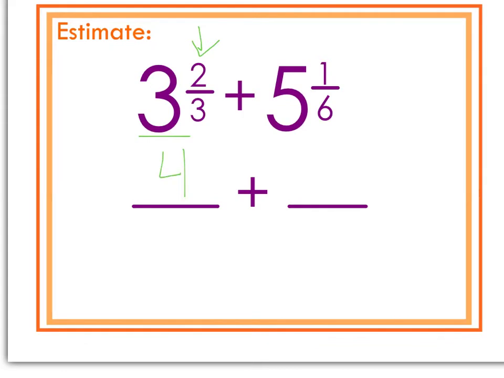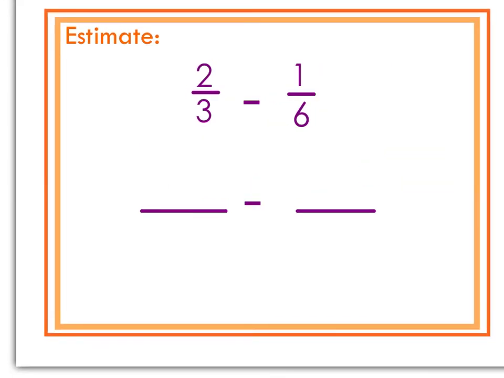that up to 4. 5 and 1/6, well, 1 out of 6 parts is smaller than half because half would be 3 out of 6, right? So since it's less than half, then we're going to keep this a 5 and say this is about 4 plus 5. My answer is about 9. This is important because when we really do add and subtract, we want to have an idea as to, is my answer right or wrong?